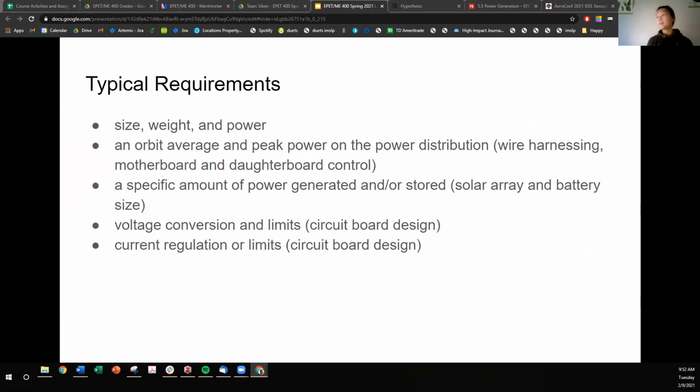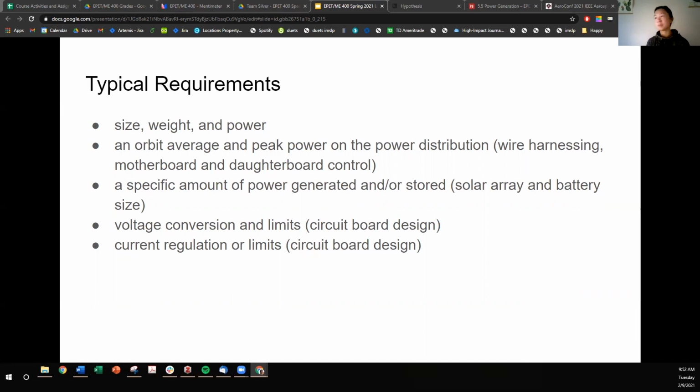So what are typical requirements for the electrical power system? As with any subsystem, you can start with size, weight, and power. You can also look at an orbit's average and peak power on the power distribution, and this will affect the wire harnessing and the motherboard and daughter board control.